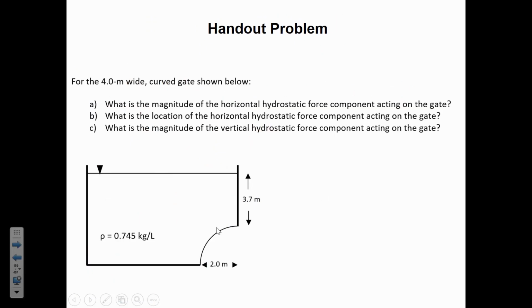All right, so here's the handout problem. This is similar to the shape that we looked at before, where we have a curved plate holding back water. In this one, you don't have to find the location of the vertical forces. We want to know the magnitude and the location of the horizontal hydrostatic forces. But for vertical, all you need to do is find the magnitude.